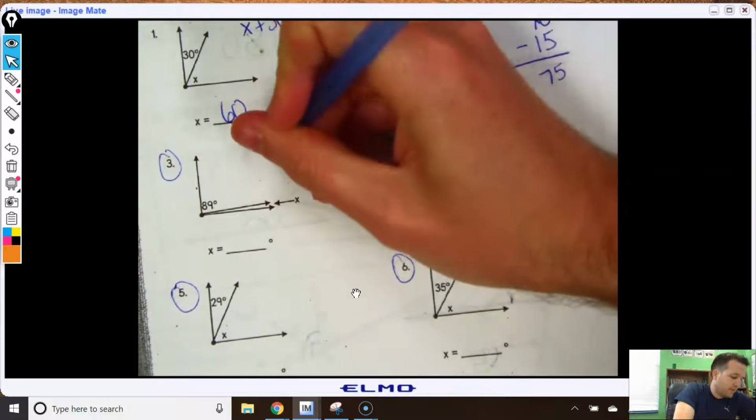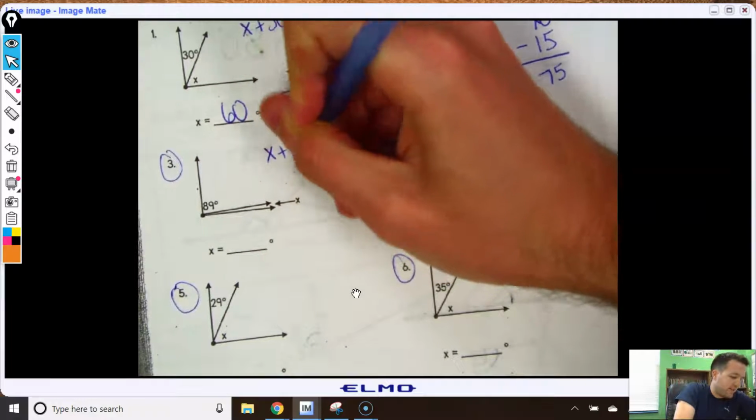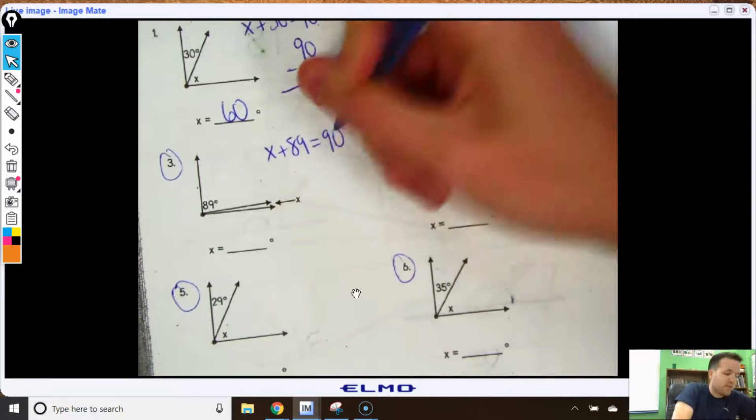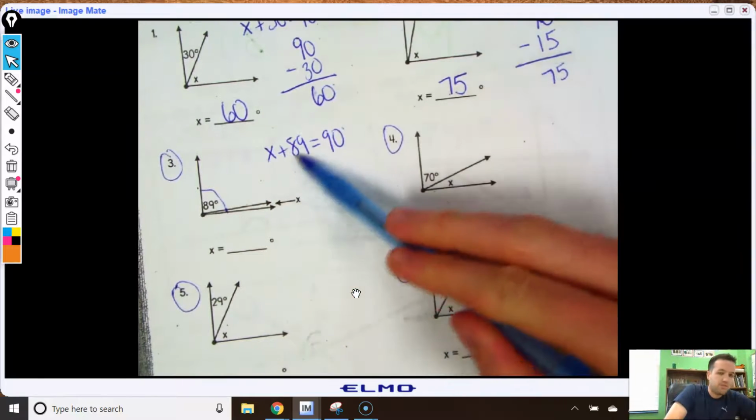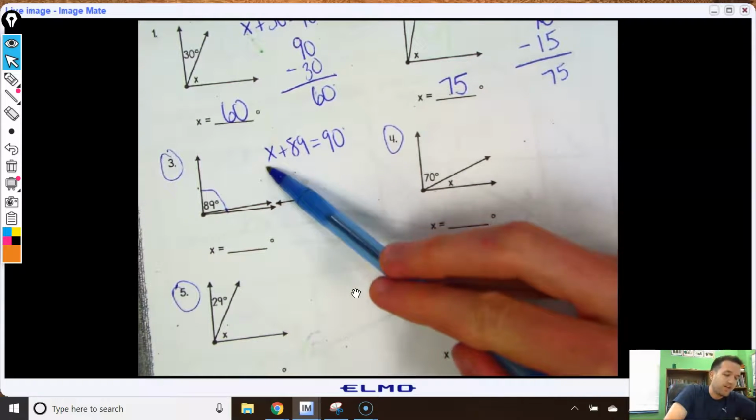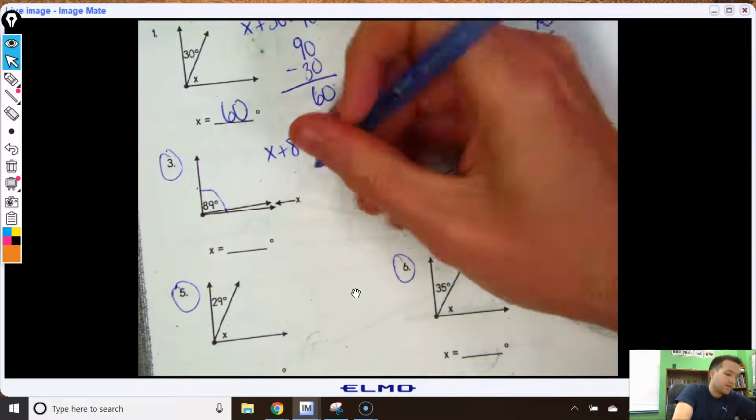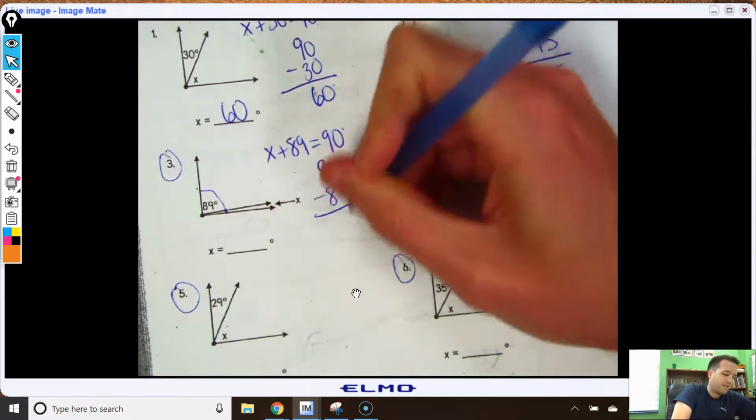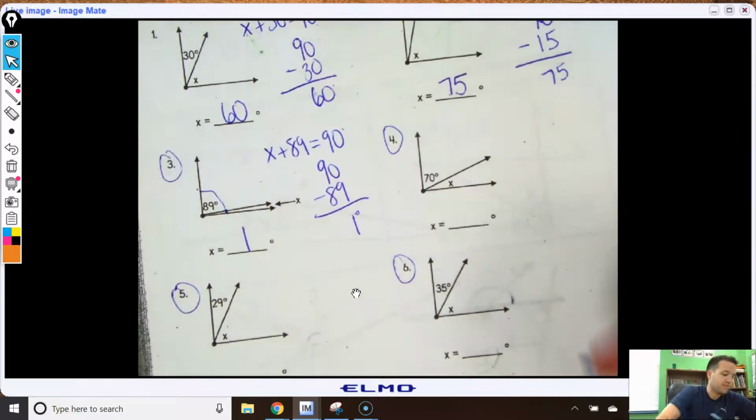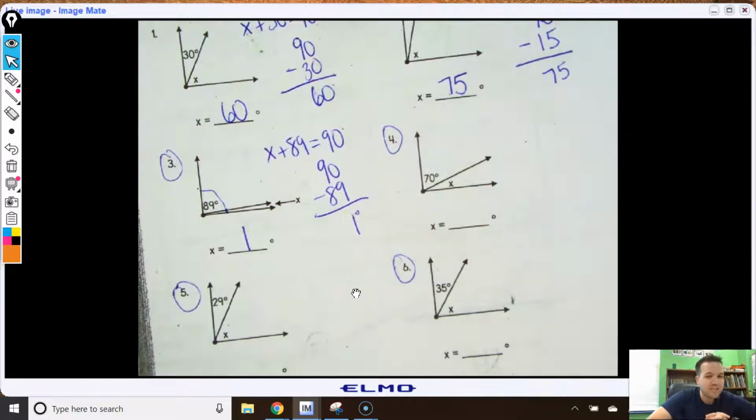Number 3, x plus 89 would equal 90, right? So 89 plus the value of x. Commutative property allows me to swap that around. You could have 89 plus x or x plus 89. To solve for x, you do 90 minus 89. That'd be 1 degree for x. Look how small he is. That's a cute little angle.